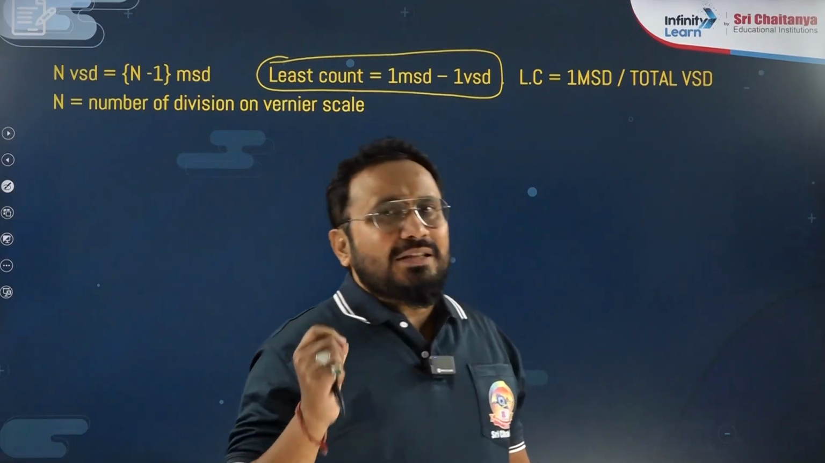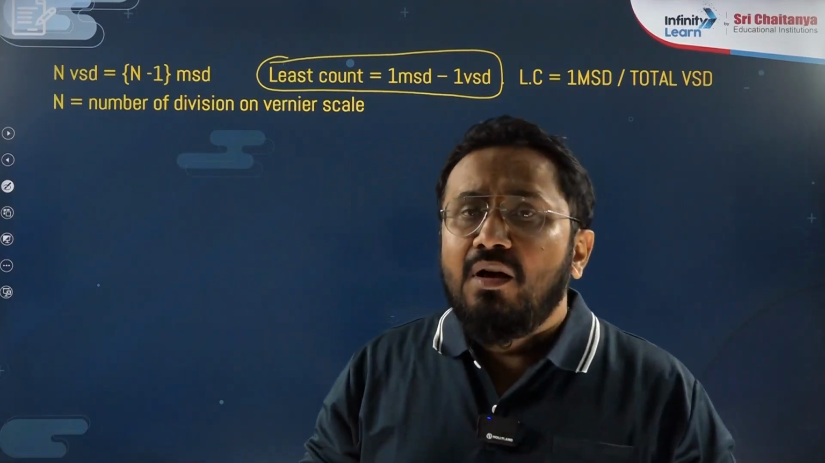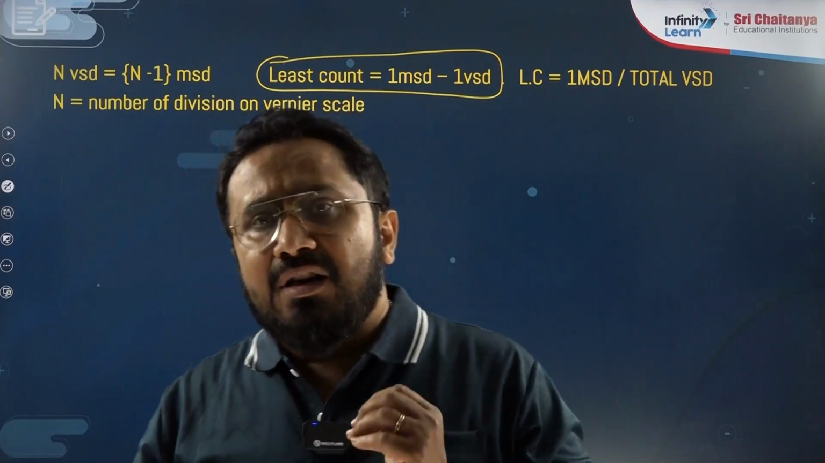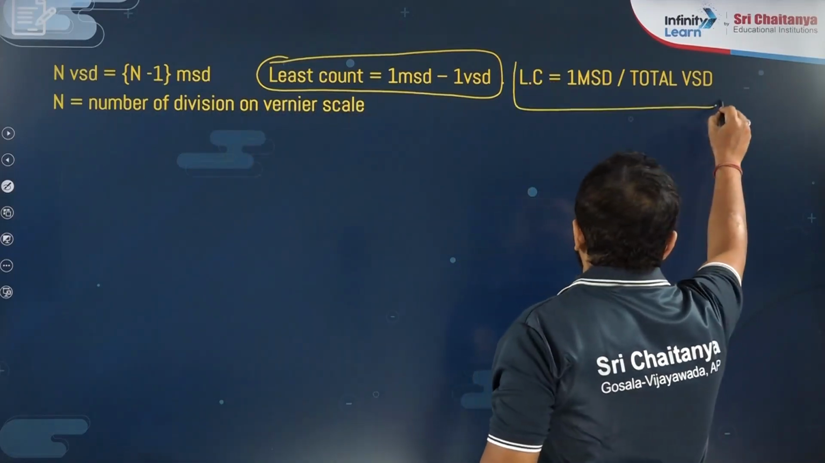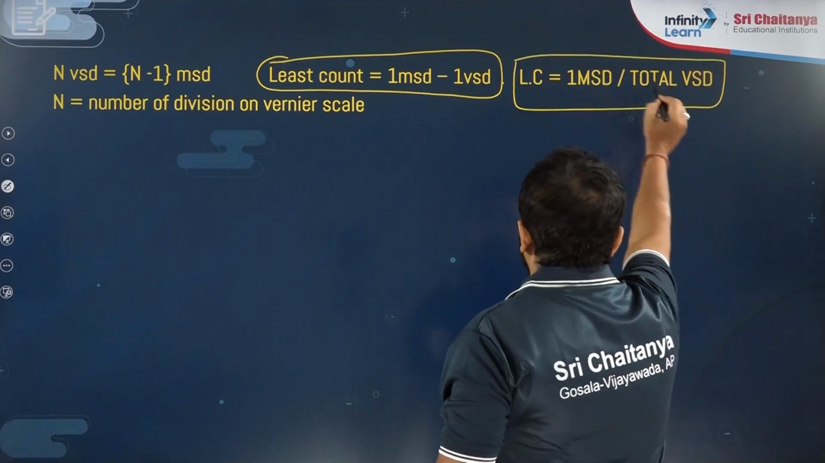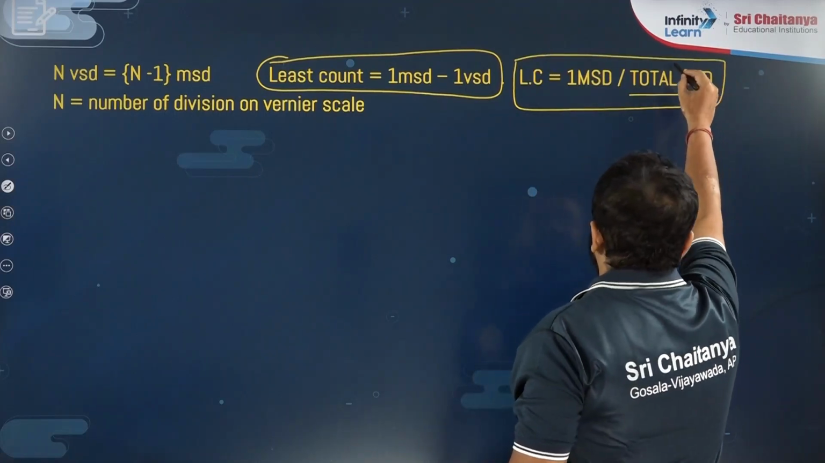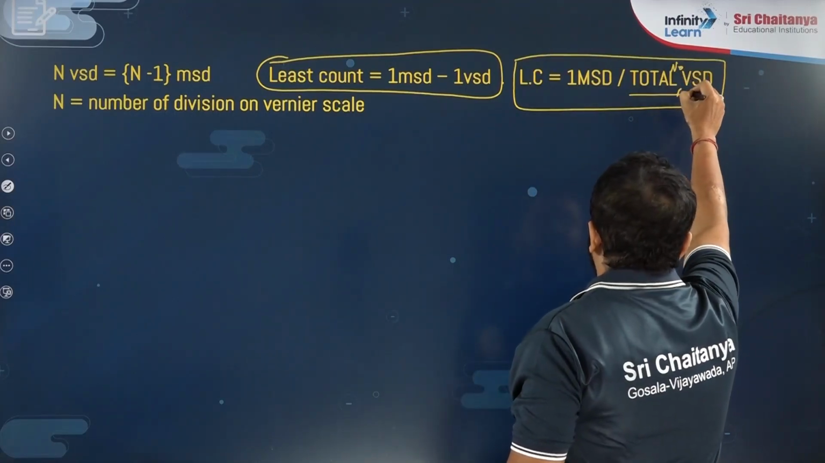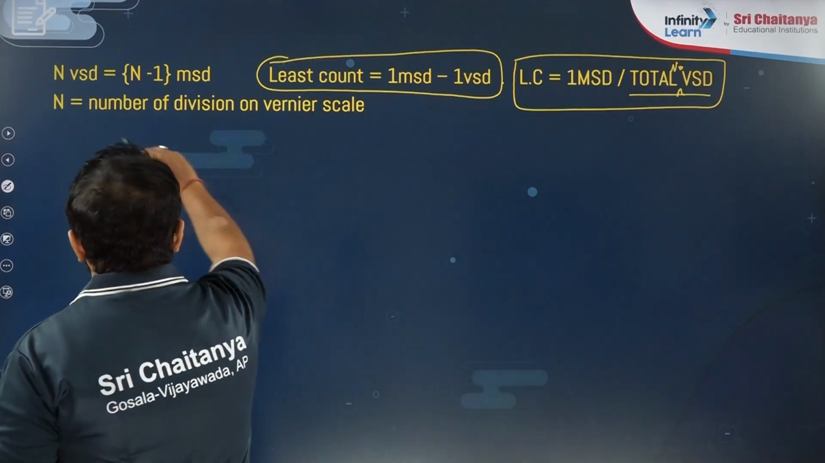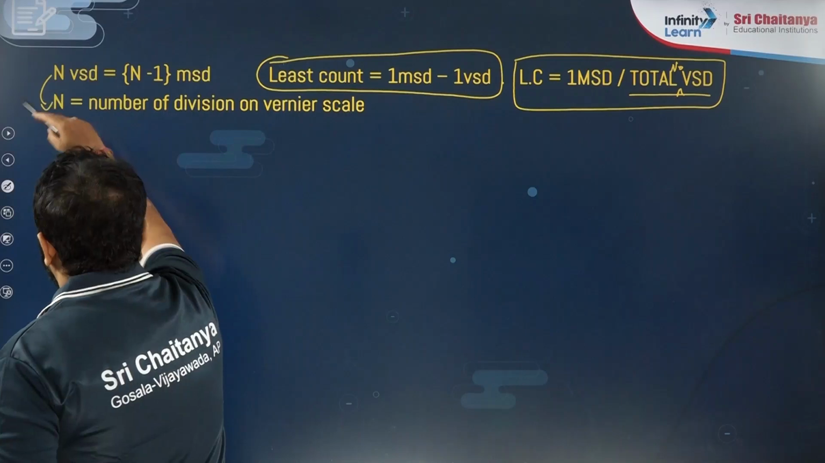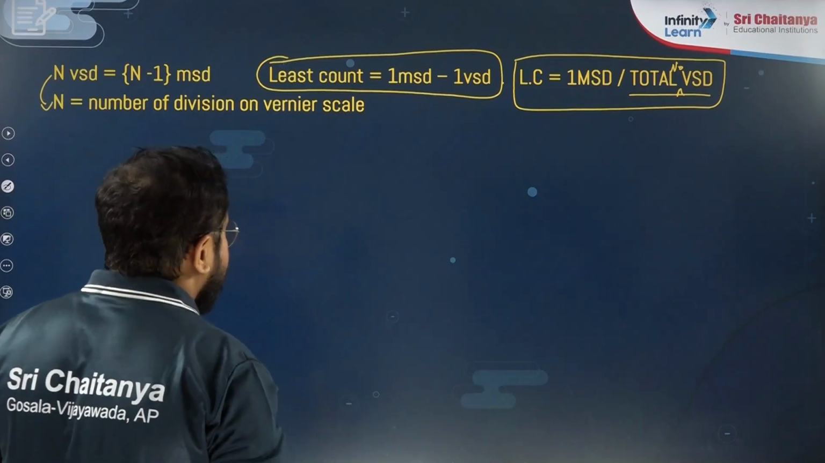What is MSD? MSD is the main scale division. What is VSD? VSD is the vernier scale division. Or you can say that least count is equal to 1 MSD upon total number of VSD. What is this? Total number of VSD. So the number of divisions on the vernier scale is known as capital N.